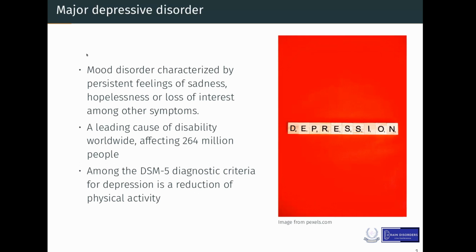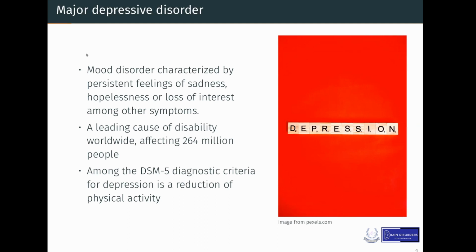It is a mood disorder, and it's characterized by persistent feelings of sadness, hopelessness, loss of interest, among other symptoms. And it's known to be a leading cause of disability worldwide. In fact, it is known to be one of the top five causes of disability worldwide and affects about 264 million people.